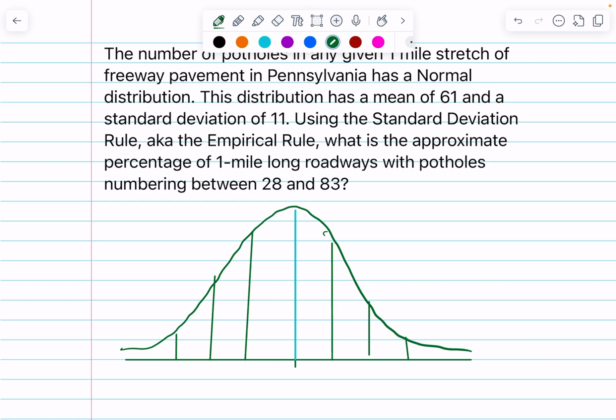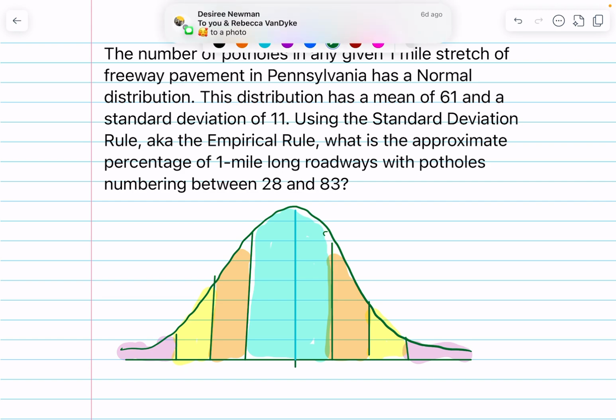Okay, and then it might be helpful to color in each section. So the middle section, and then the next one out is going to be orange. And then next one out from there is yellow. And then little ends are pink. Okay, so this middle section is 68% total. So each one is 34%.